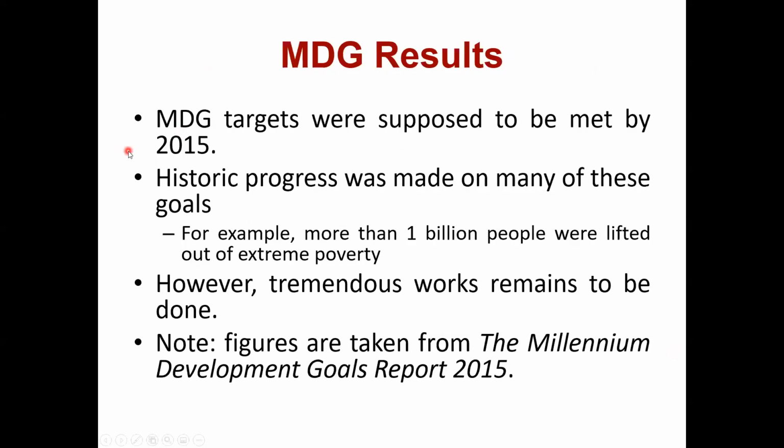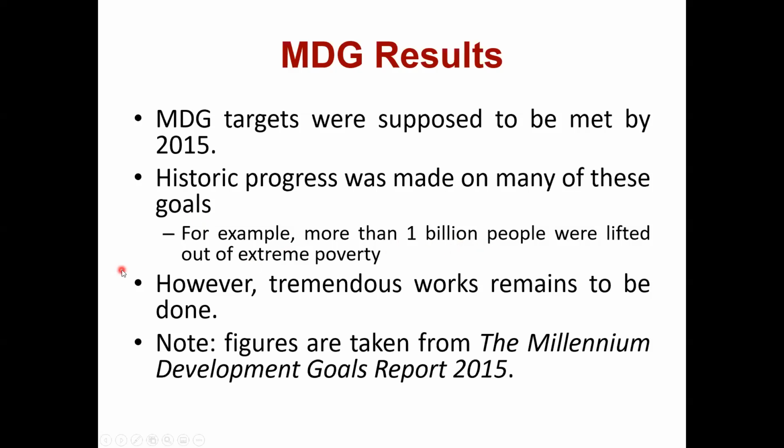So the results. MDG targets were supposed to be met by 2015. Historic progress was made on many of these goals. For example, more than 1 billion people were lifted out of extreme poverty. And anytime you can lift 1 billion people out of extreme poverty, that's a pretty significant result. That's pretty good. That's a very big positive, that historic progress was made, and this is a really nice statistic.